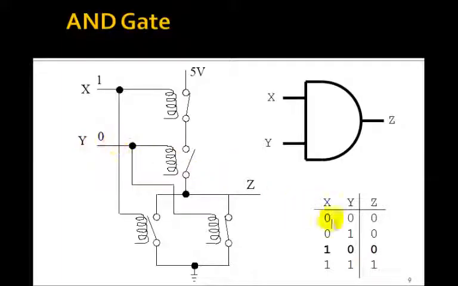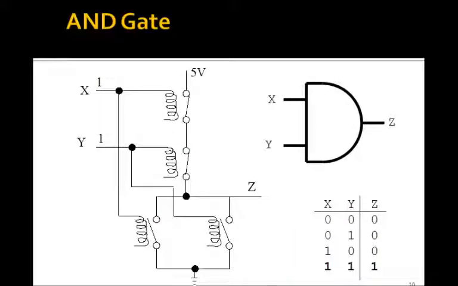If X is 1 and Y is 0, we want the output to be 0. Now this one's closed, and this one is open, and this one up here is closed, and this one's open, so again we have this connection to ground. So it's only when both inputs are 1 that both of these series relays are closed, so now Z gets connected to 5 volts, both of these are open, and so we get the 1 output. So here's how you can make an AND gate with these 4 relays.